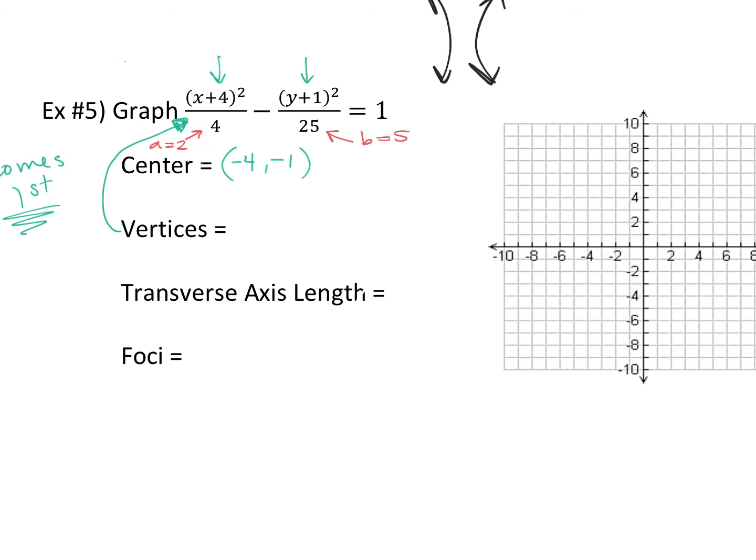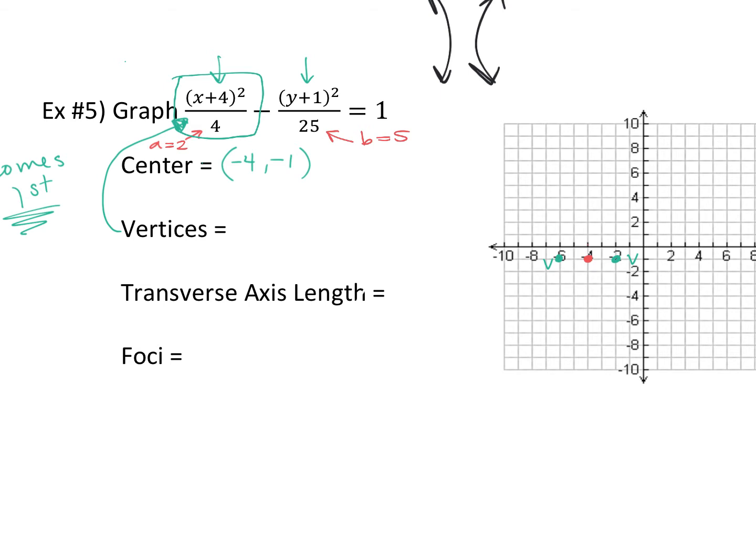Okay, so let's think about this. Maybe you want to plot your center right away. You can totally do that. You have -4, -1. Okay, that's your center. Your vertices have to come from here, we said, whatever comes first. So to find my vertices, I need to move that a value of 2 from where? 0, 0? No, from the center, right? So from this center, I'm going to go 2 to the left for a and 2 to the right for a. Okay, those are my vertices of my hyperbola.